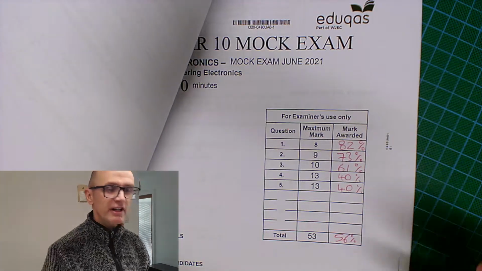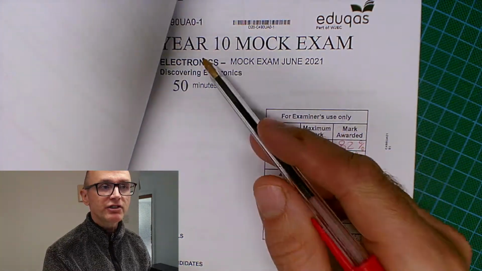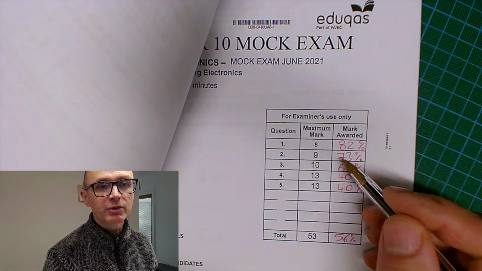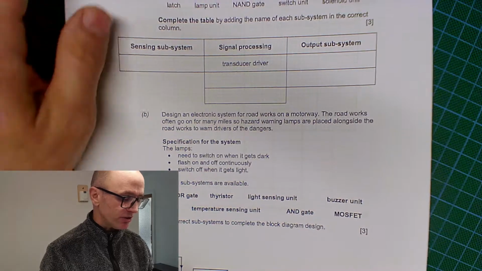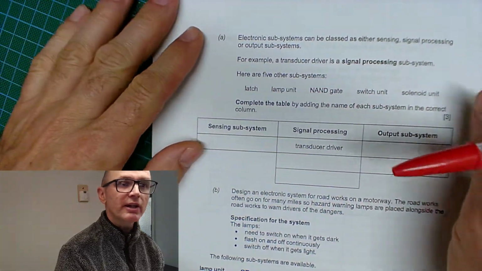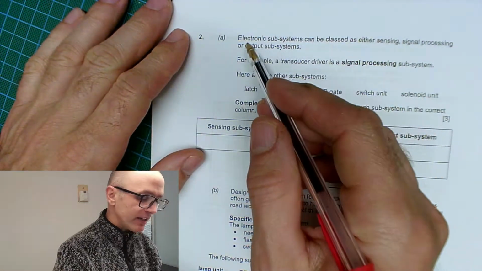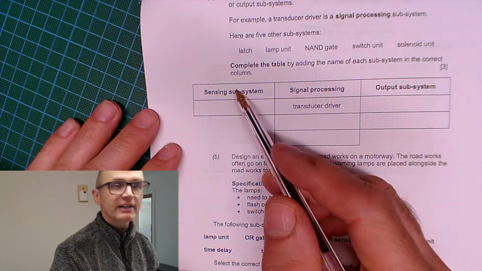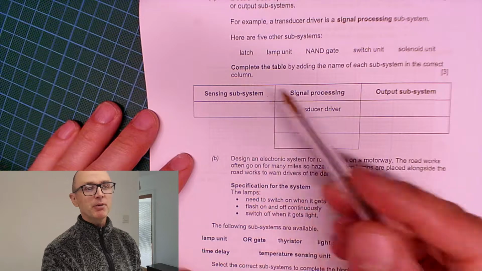Hi, in this video we're going to have a look at question 2 in the recent Year 10 mock exam for GCSE Electronics. The class average was 73% for question 2, so not too bad, not quite as good as question 1. Okay, so we're looking at electronic subsystems here, and typically we can classify them as input, processor, or output.